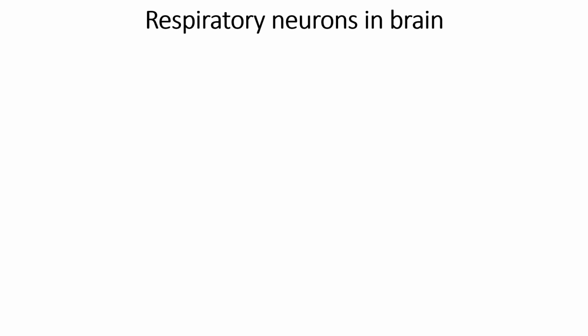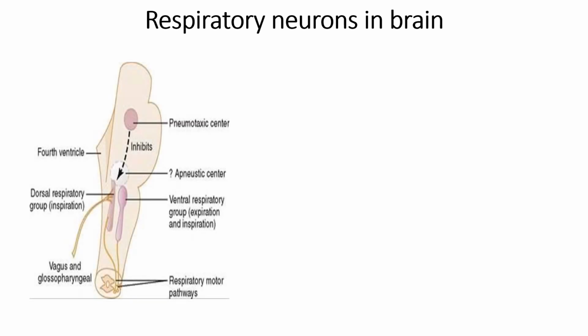Now you are going to get a proper idea of the neurons which are responsible for the regulation of respiration. So where are the respiratory neurons situated in the brain? First, we have to know the name of the dorsal respiratory group. These are for inspiration. Another one is the ventral respiratory group, which is responsible for both expiration and inspiration.